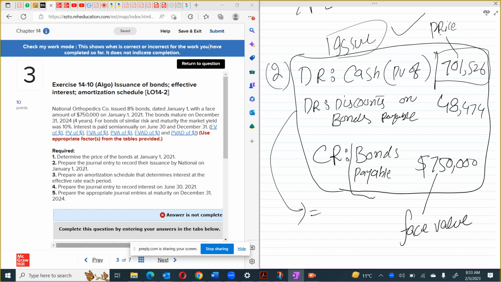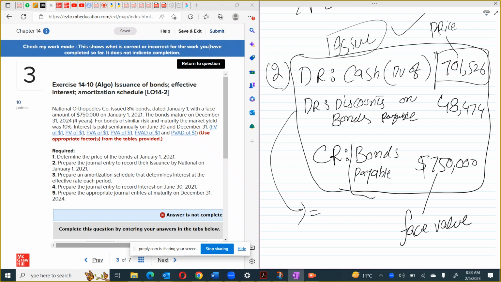So I have made the double entry: debit cash, credit bonds payable with the face value, cash with the present value, and the difference between these two is premium, on the smaller side. If the smaller side is credit, I will write it on the credit side. If the smaller side is debit, I will write it on the debit side. If you want to memorize, here is a tip: discount is debited and premium is credited.